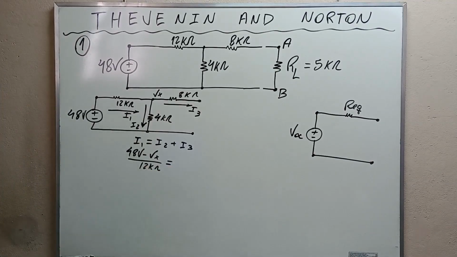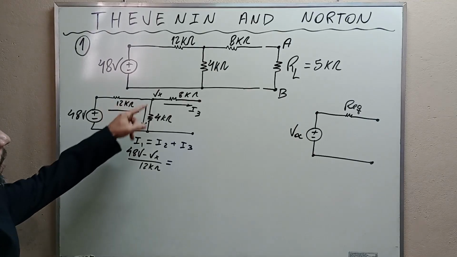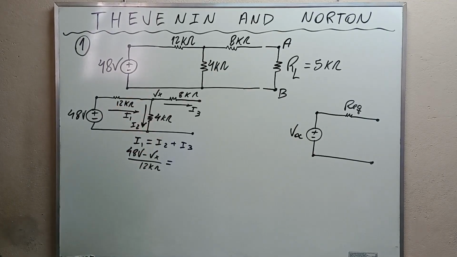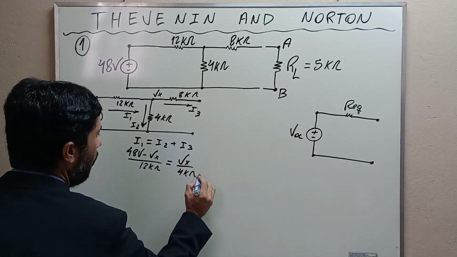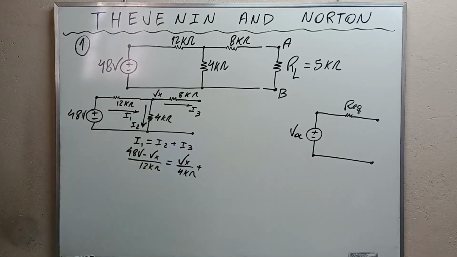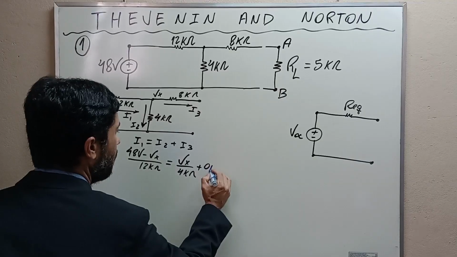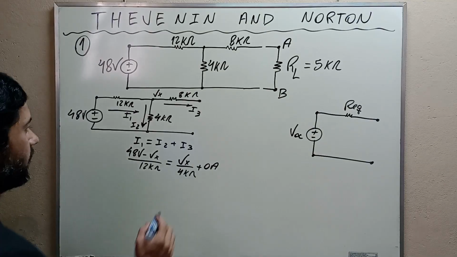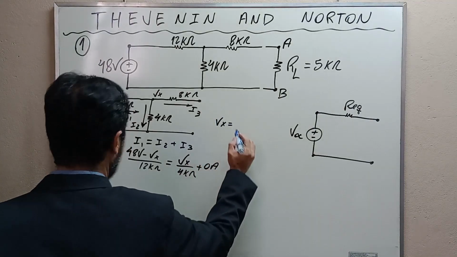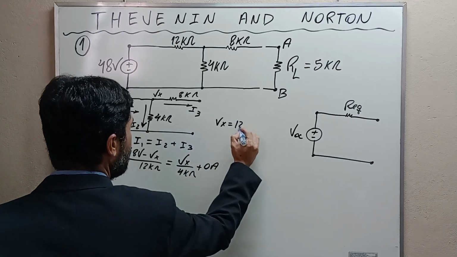And how can we write I2? It is simply the division between the voltage and the resistance. Then it is Vx divided by 4 kilo ohms. And how about I3? I3 is obviously equal to 0 because the circuit is open here. So I3 is 0 amps. Alright my friends. Now it is simple mathematics. I invite you to try to solve it in your house. From this we get that Vx is equal to 12 volts.